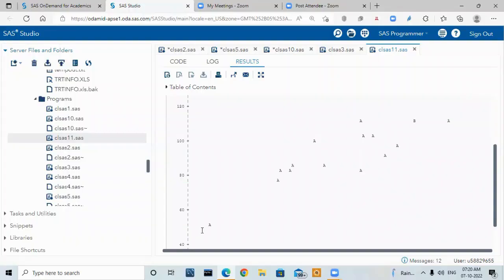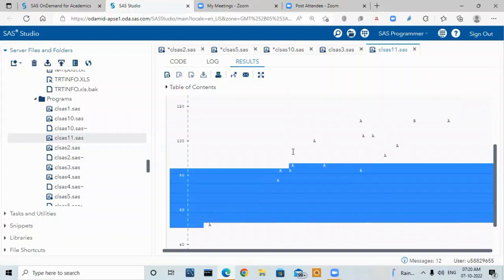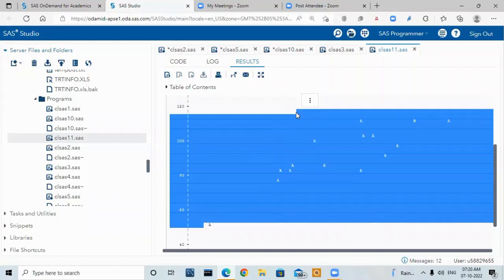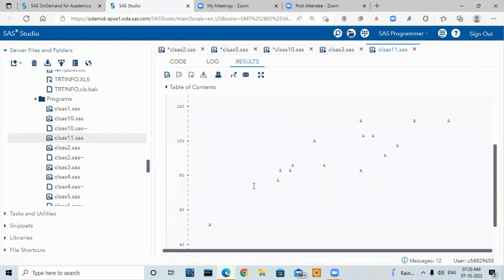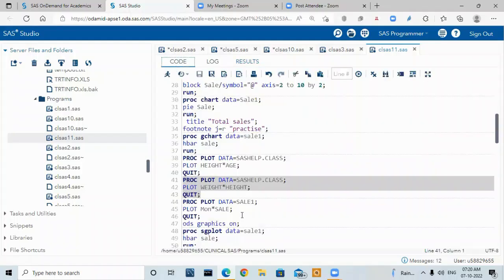So there is somewhat of a linear relationship, not perfect. Somewhat linear relationship between the height and weight. With an increase in height, there is an increase in weight also. Right or wrong? So this is a linear relationship, a little bit.